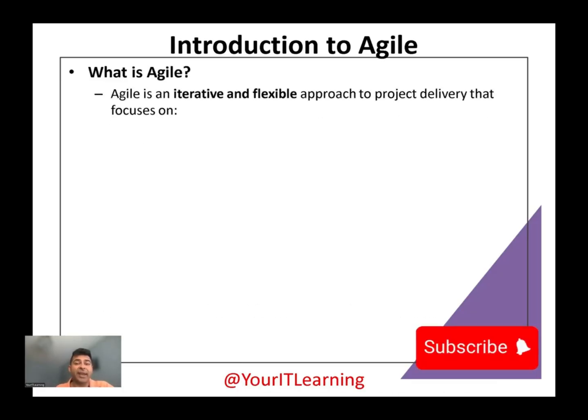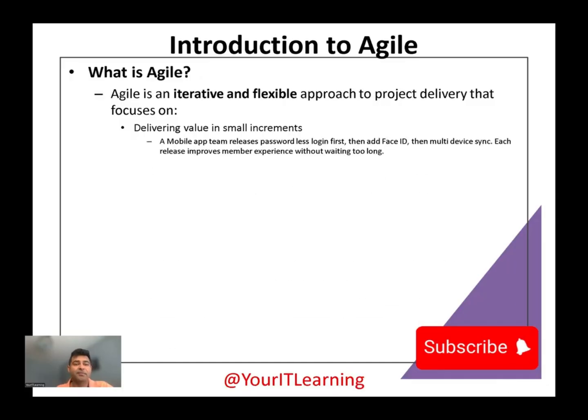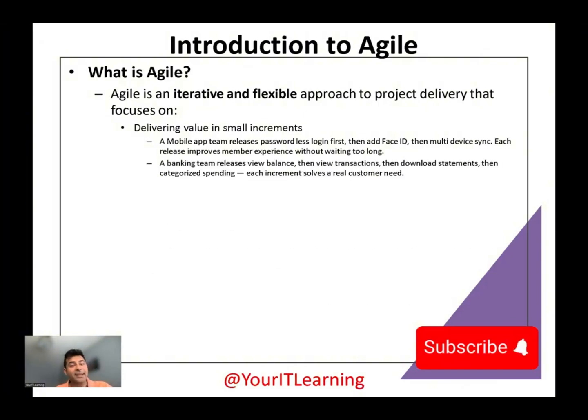Agile is an iterative and flexible approach to project delivery that focuses on delivering value in small increments. This is how you achieve it in small sprints. For example, a mobile app team releases passwordless login first, then adds Face ID, then multi-device sync. Each release improves member experience without waiting too long. A banking team releases view balance, then view transactions, then download statement, then categorize spending. Each increment solves a real customer need.